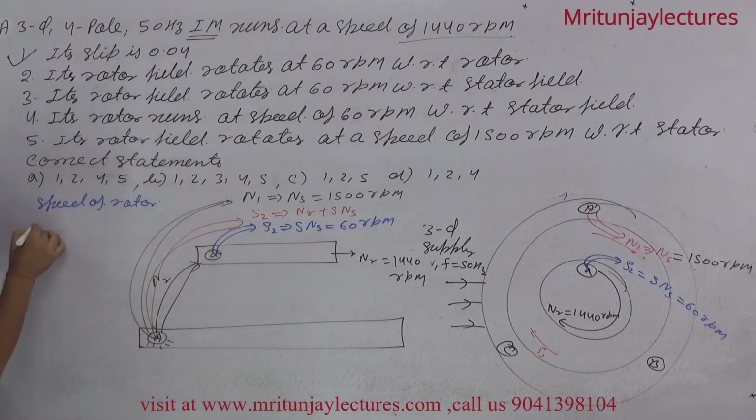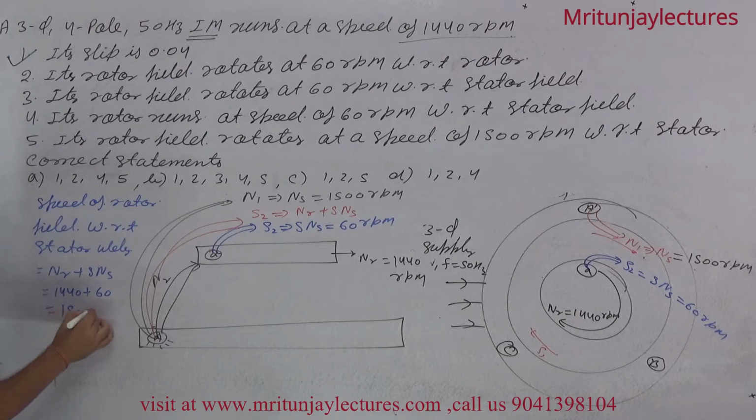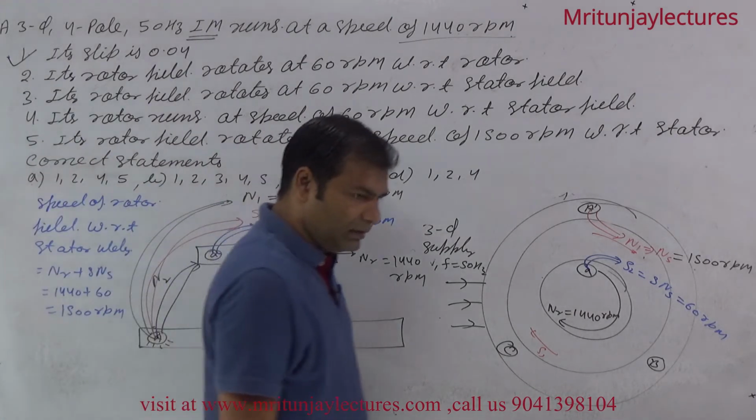It is written as the speed of the rotor field with respect to the stator winding, that is NR plus SNS. What about NR? NR is 1440 rpm plus 60. Finally we got 1500 rpm. Clear? Okay.